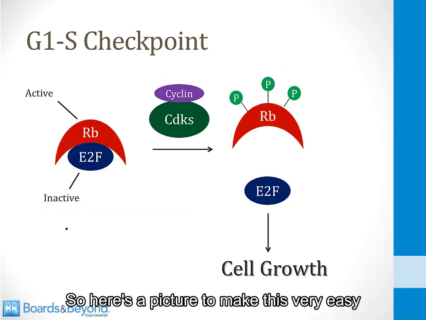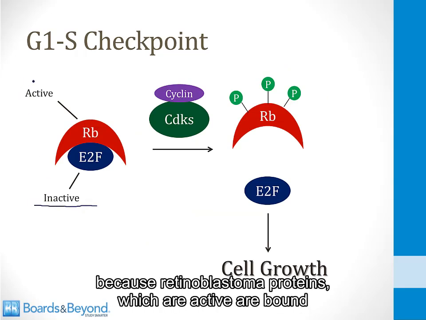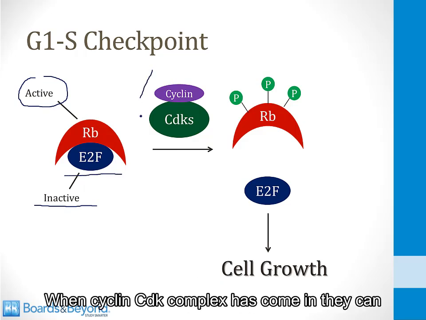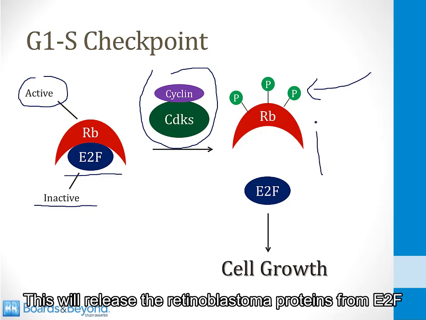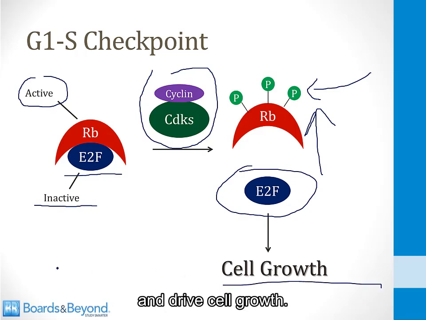So here's a picture to make this very easy for you to understand. Normally the E2F proteins are inactive, and the reason they are inactive is because retinoblastoma proteins, which are active, are bound to the E2F transcription factors. When cyclin CDK complexes come in, they can phosphorylate the retinoblastoma proteins. This will release the retinoblastoma proteins from E2F, and then the E2F transcription factors can go and drive cell growth.